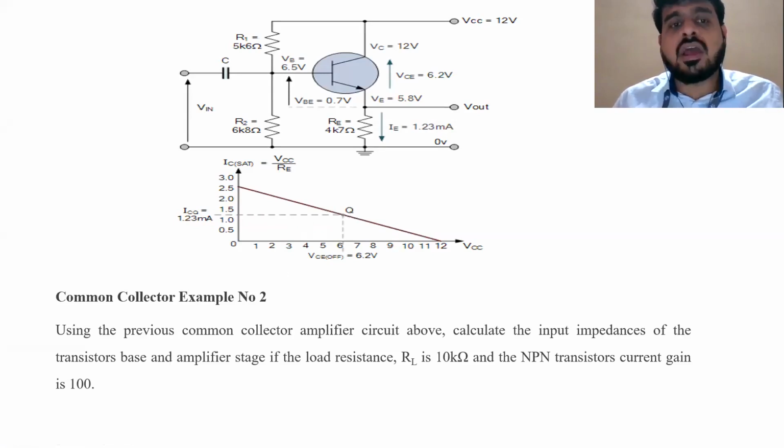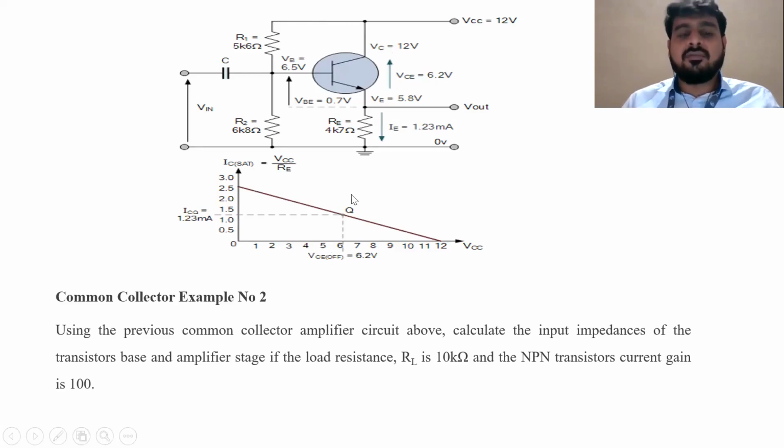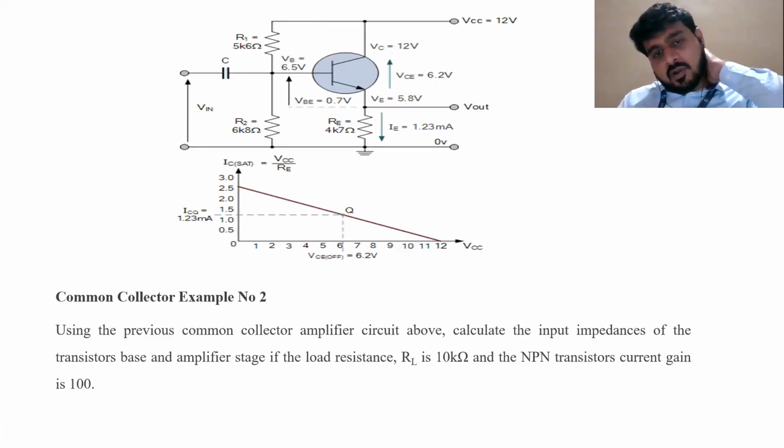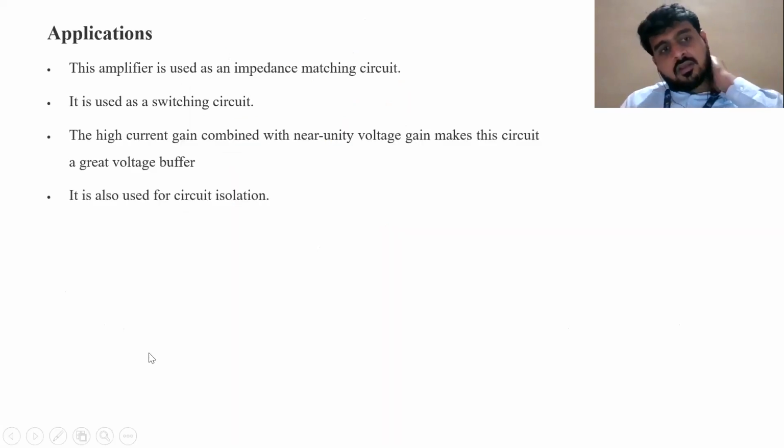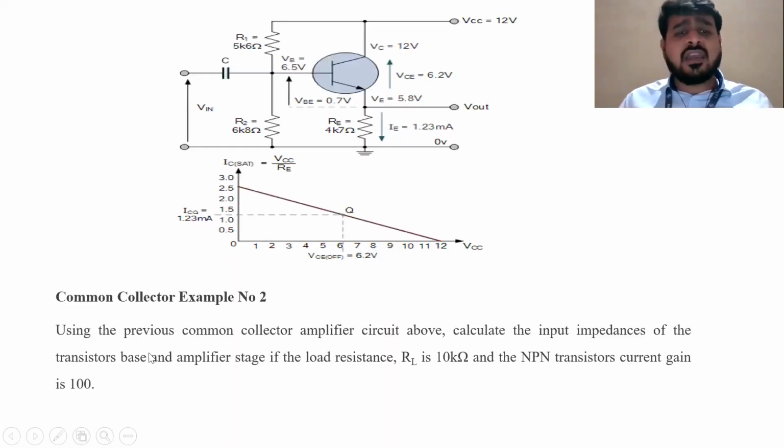Clear? So you have to make a graph of what is happening with respect to my VCE. VCE is nothing but the output, and IC. Q is the operating point or operating current. So from there I can draw the graph. Can we take another example of it? So I'll use the same collector amplifier circuit which is given above.